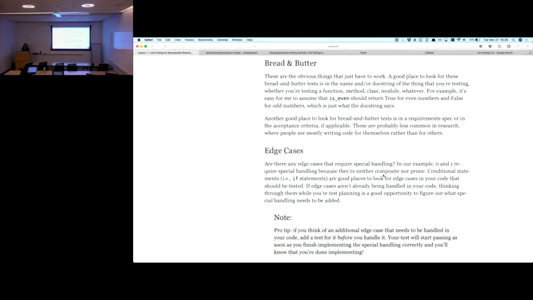But if you do think of an edge case that you need to handle, you can get into this practice of writing your tests first, and then seeing how that can help you know when you've actually implemented the thing correctly.